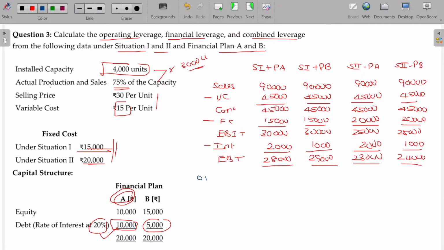Operating leverage, contribution by EBIT. Financial leverage, EBIT by EBT. Combined leverage, contribution by EBT. I think situation 1, 1.5, here also 1.5, here 1.8, 1.8. Find out the financial leverage.